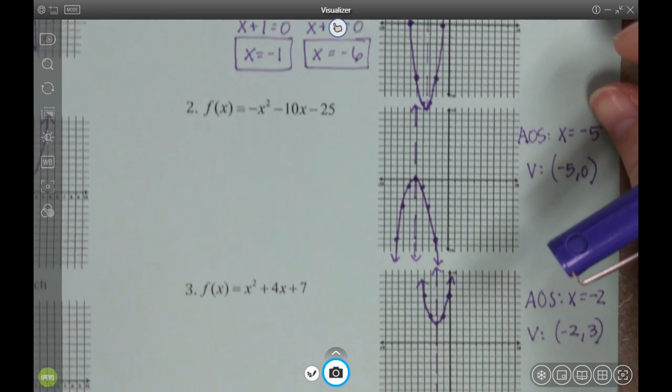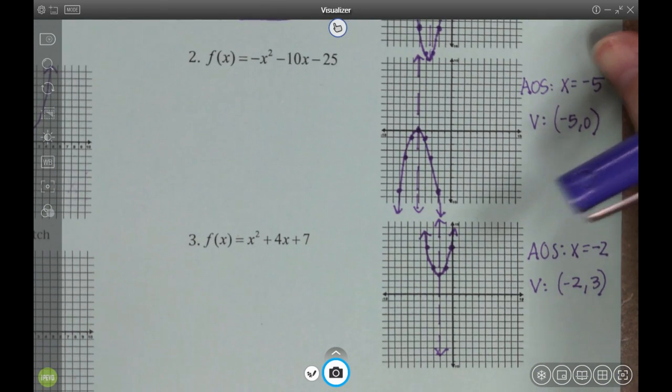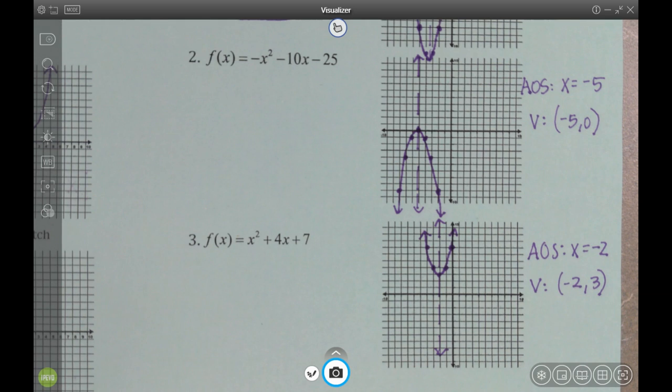Okay, on the next one, your axis of symmetry should have been -5. When you plug that in, you get your vertex is the point -5, 0. And then you find some other points, right?